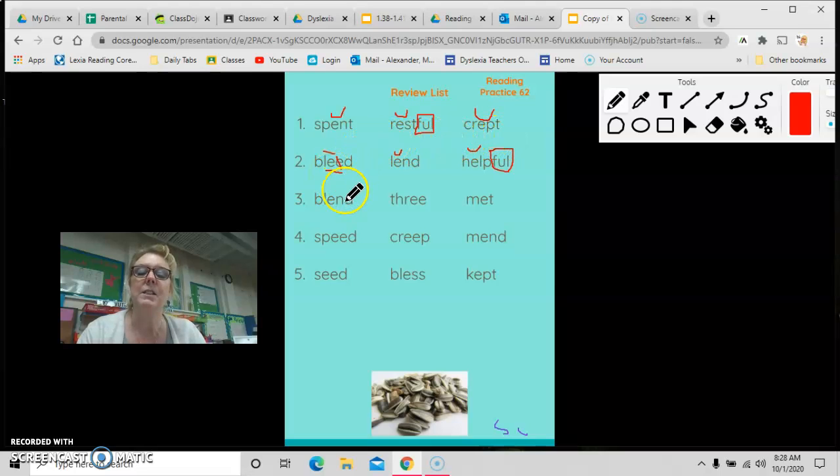Alright, next one. What kind of syllable is this? Good, it's closed. We're going to mark it with a breve. Read that word. Blend. What kind of syllable is this? It is a vowel pair. Good job. Cross out that E and put a macron over the other E. Whoops. Had a little trouble with that, but you get it. What's the word? Three.